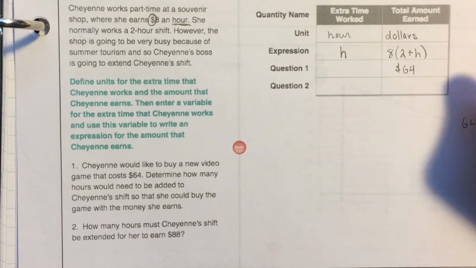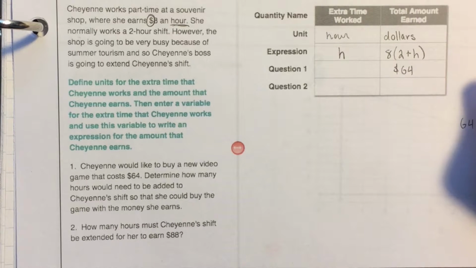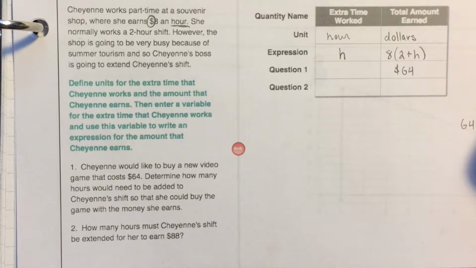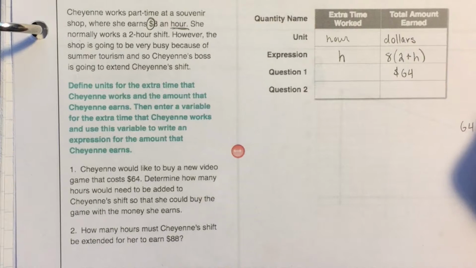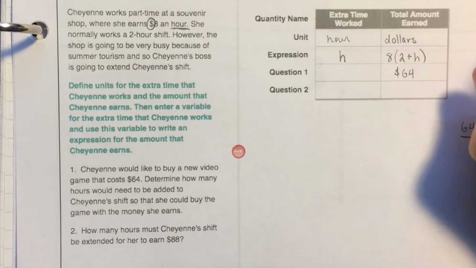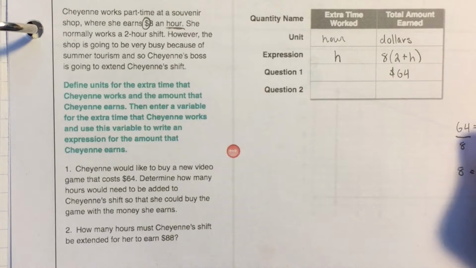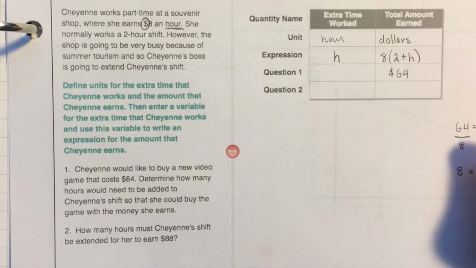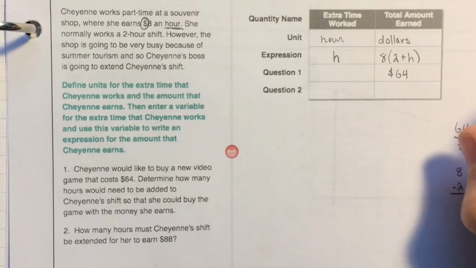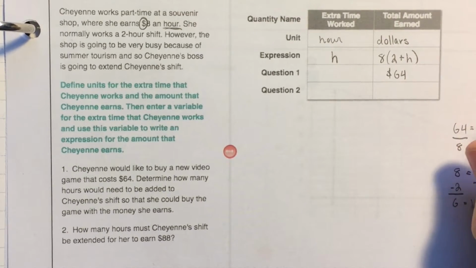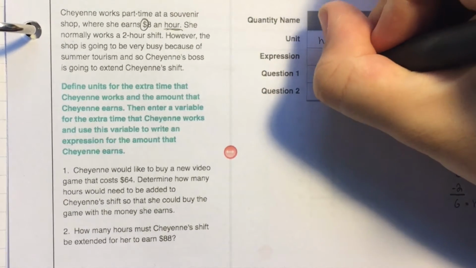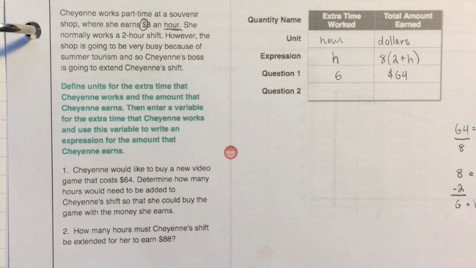So question 1 says, if she wants to buy a video game that's $64, how many hours would she have to add to her shift? So we're going to start with that 64, set it equal to my equation. I'm going to divide by 8 on both sides. So I get 8 is equal to 2 plus H, subtract 2, and I get 6 is equal to H.